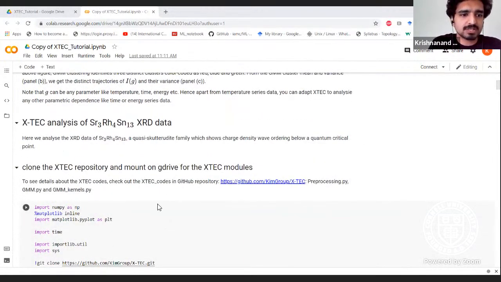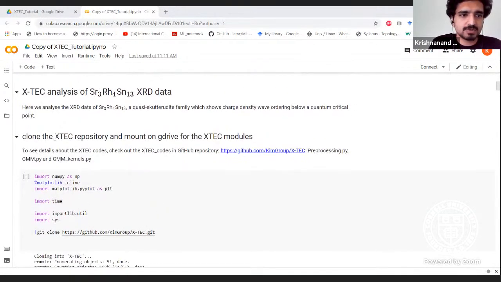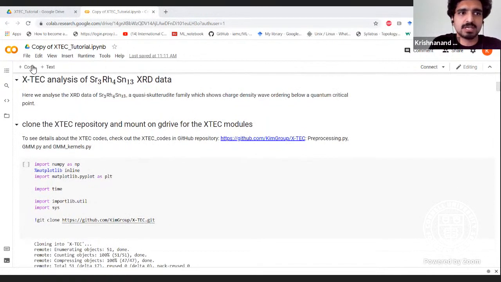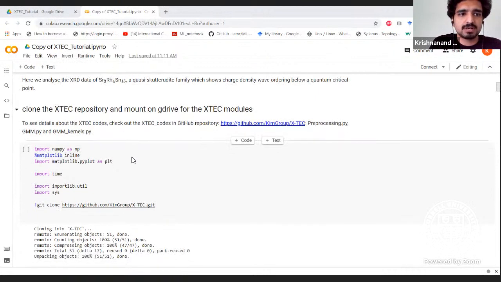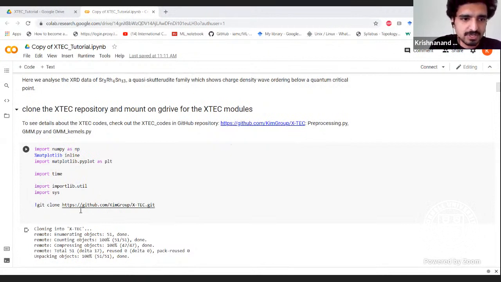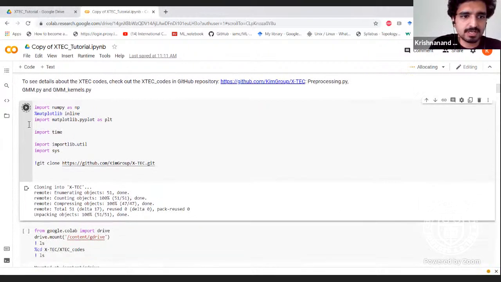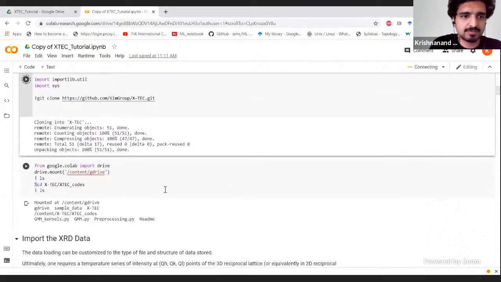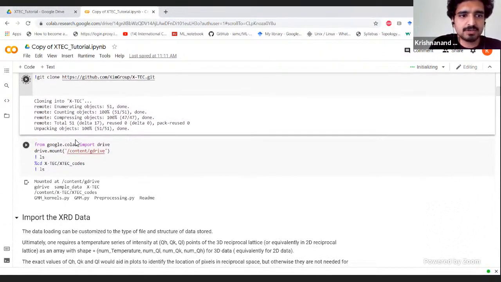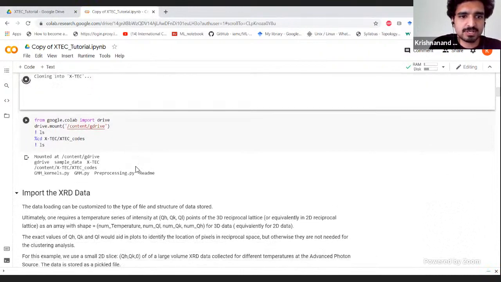It doesn't have to be temperature, but here we use the temperature series to look at the physics. So to run the code, again, you have to make a copy of this on your drive, and it loads the modules from this GitHub repository. You just have to run this part, and that will load the GitHub repository. And yeah, you have to mount that on the Google Drive. So you just have to run that part.